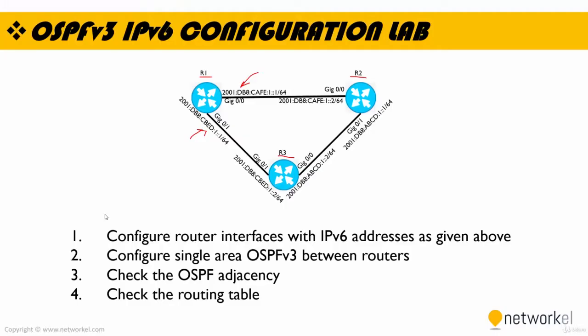And I finished the first step. Pretty cool. Now it's time to configure OSPF version 3, I think. To configure OSPF version 3 on 3 routers, the first thing I need to do is define the router ID. Then I'm going to attach the interface to the OSPF process.